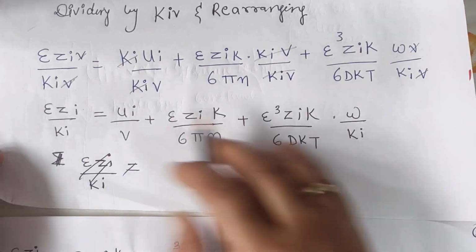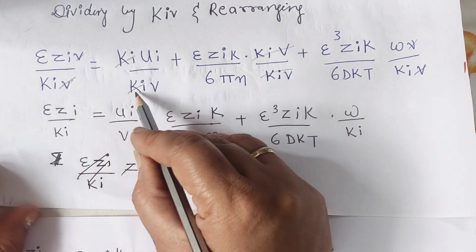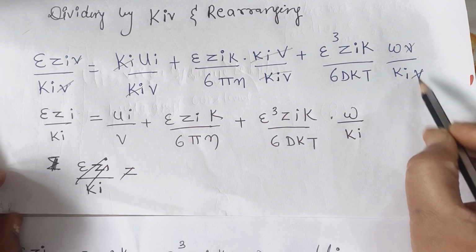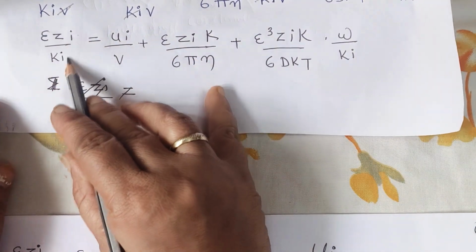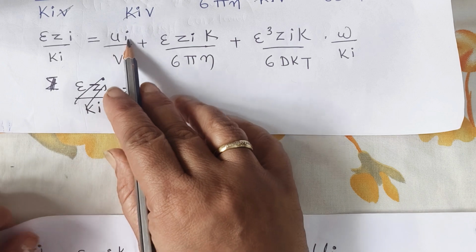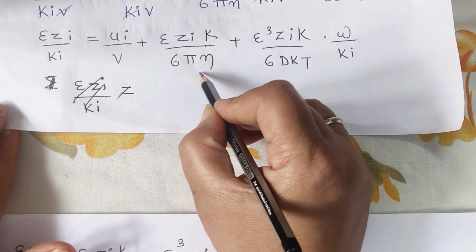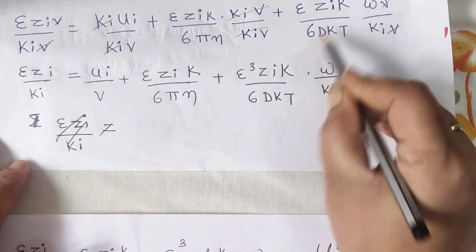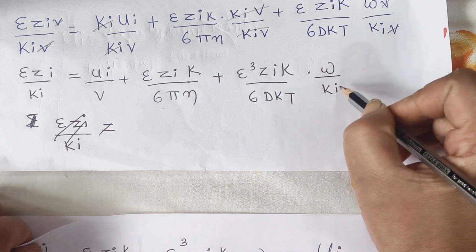Just see, all the V will cancel each other. Ki will cancel here, the whole KiV will cancel out, and here the V term will cancel out. So now what you will get is epsilon Zi by Ki equals Ui by V plus epsilon Zi k by 6 pi eta plus epsilon cube Zi k by 6 dkT into w by Ki.